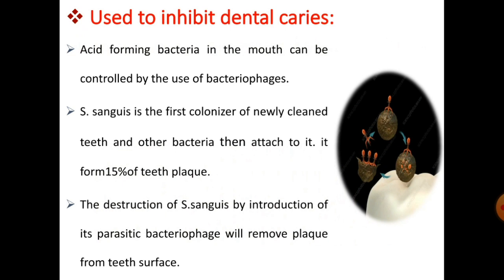Streptococcus sanguis is the first colonizer of newly cleaned teeth, and other bacteria then attach to it. It forms 19% of teeth plaque. The destruction of Streptococcus sanguis by introduction of its parasitic bacteriophage will remove plaque from the teeth surface.